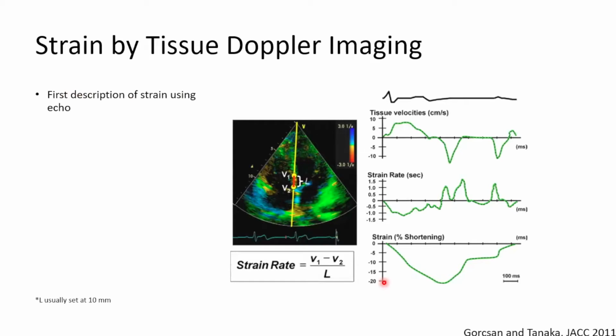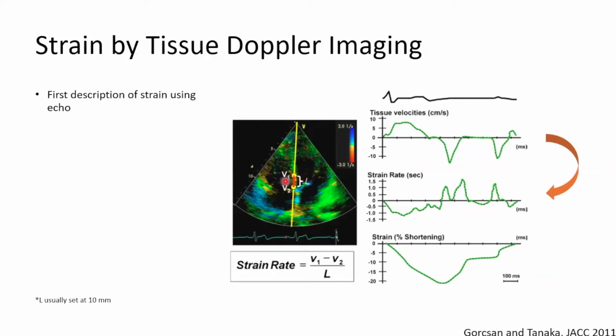This was actually the first description of strain by echo, using TDI. When we look at diastolic measures, when you put the marker on the annulus and look at E primes, we're looking at diastolic tissue Doppler velocities. In contrast, when we look at strain, we're looking at systolic velocities. When we put this ultrasound beam across the myocardium and determine tissue velocities, we can derive the strain rate, because they're basically velocity.